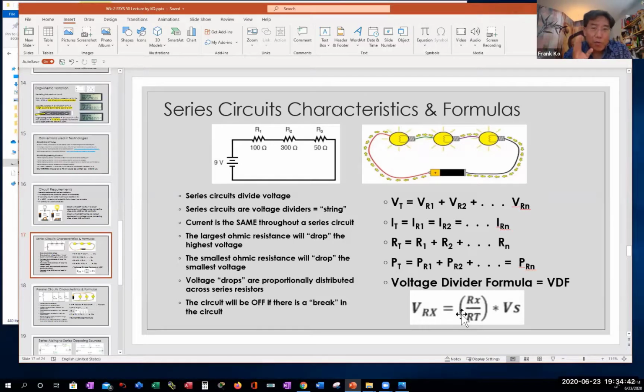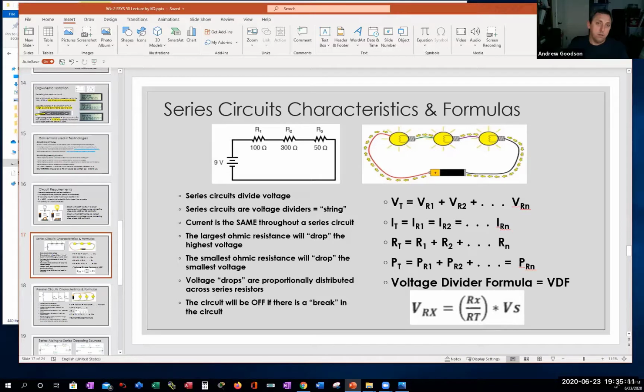I want VR3. To calculate VR3, what do I do? I take R3 divided by the total of ohms times the 9 volts. What's R3? 50. Oh, wait. 50 divided by 450 times 9. And this works out to be how many volts? Anna, do you happen to have that for us, Anna?